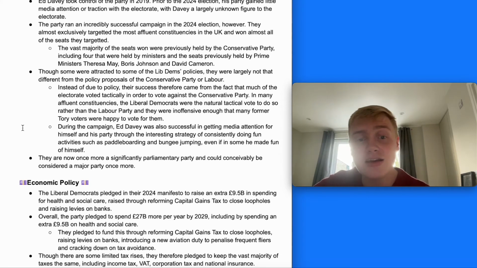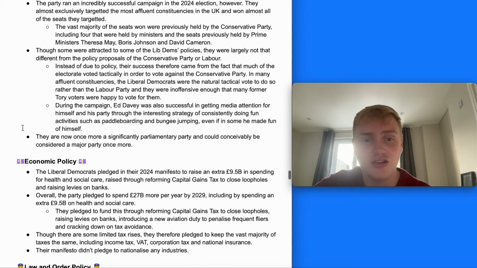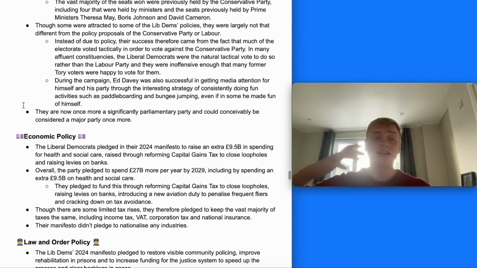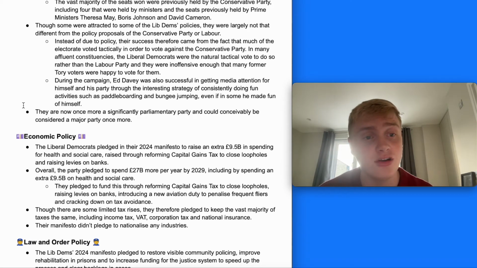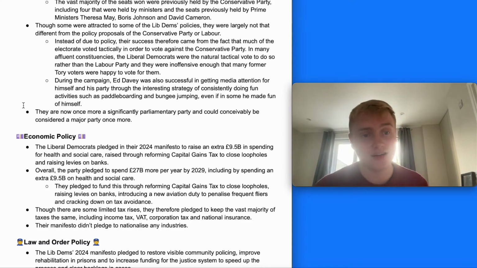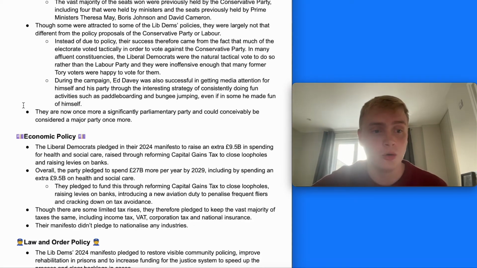During the campaign, Ed Davey was also successful in getting media attention for himself and his party through the really interesting strategy, as I mentioned before, of consistently doing fun activities such as paddleboarding and bungee jumping, even if in some of them he made fun of himself. The Lib Dems are now, after the 2024 election, once more a significant parliamentary party and could conceivably be considered a major party once more.